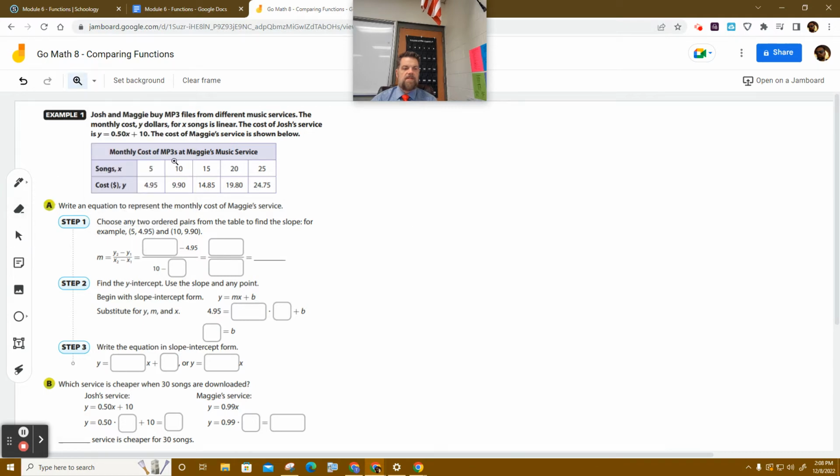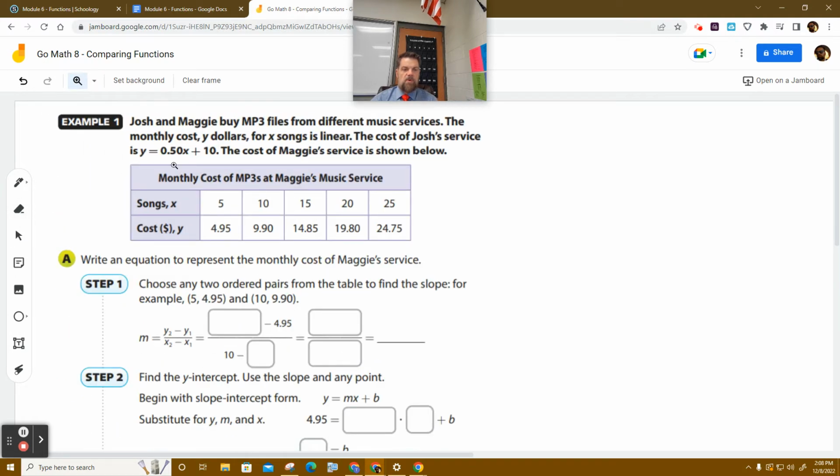Well, they don't give us that option. So it's 0.5 times X plus 10. The cost of Maggie's service is below. So in 1, we have an equation. So we're gonna compare two functions, right?